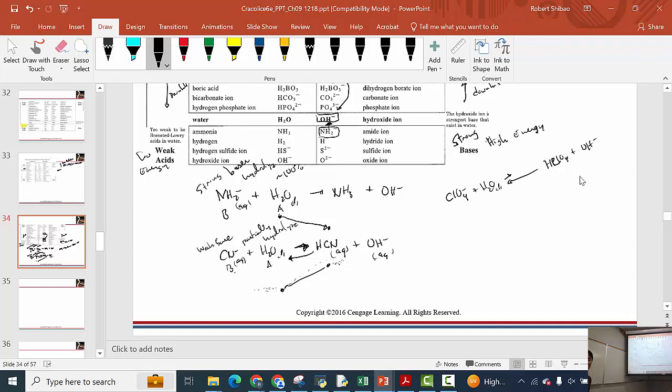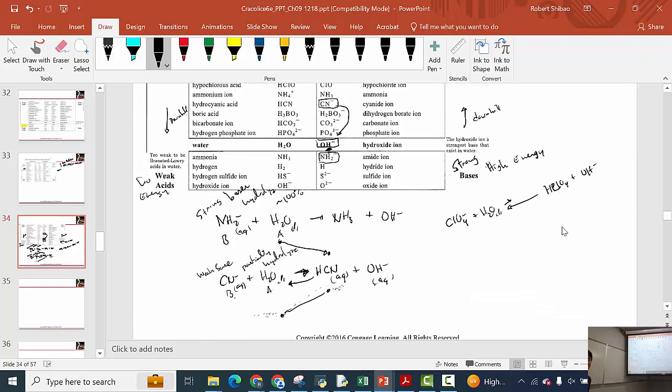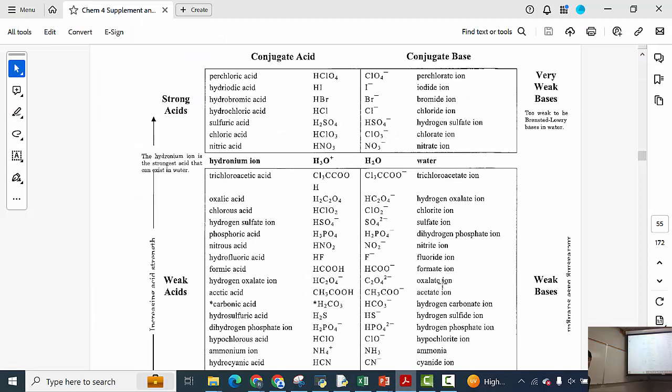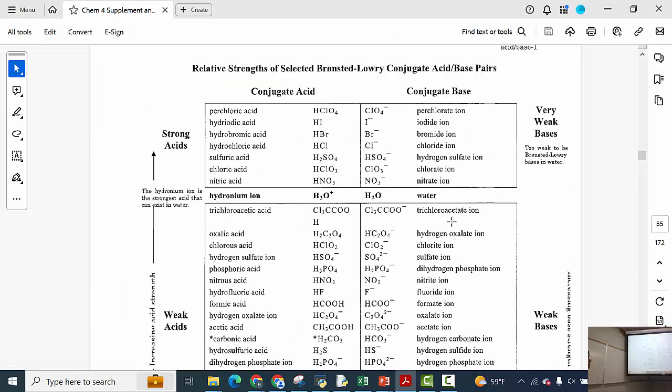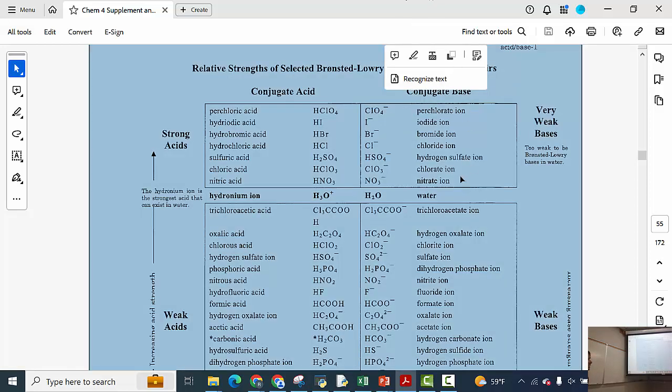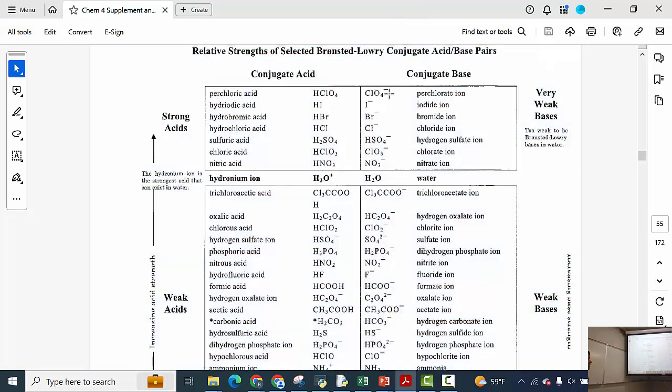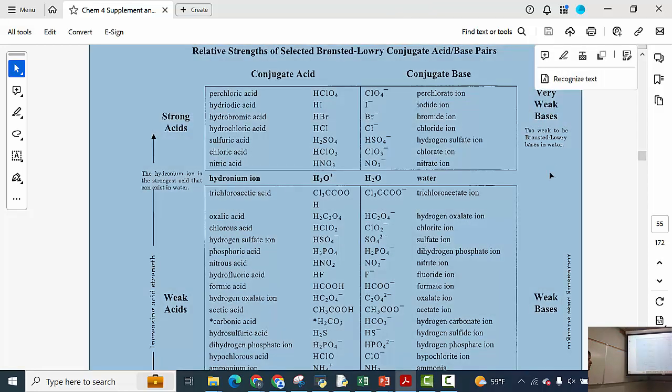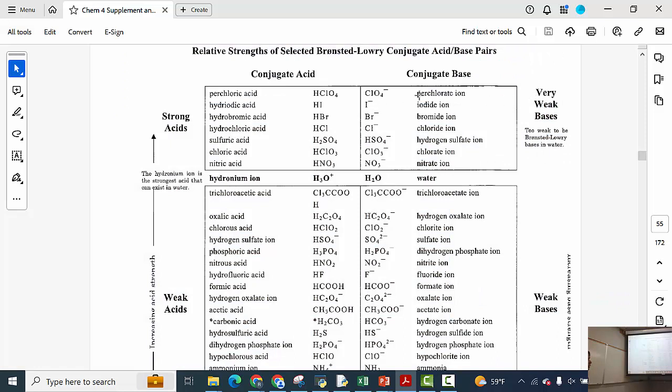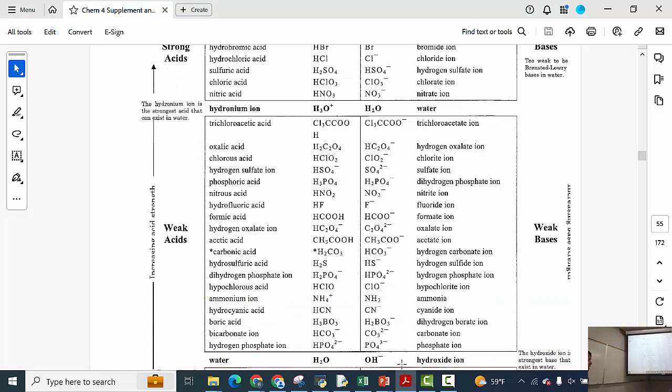Now, how big of a hill is this to climb? And how big of a hill this is to climb is we look here. Where's perchlorate? Here. So we're going from perchlorate to hydroxide. And so perchlorate's at the very bottom of the hill. The very bottom of the hill is where it's most stable, the very weak base. And then we got to climb up, up, up, up, up as we're going down the hill. I mean, not down the hill, but down the table until we hit hydroxide.